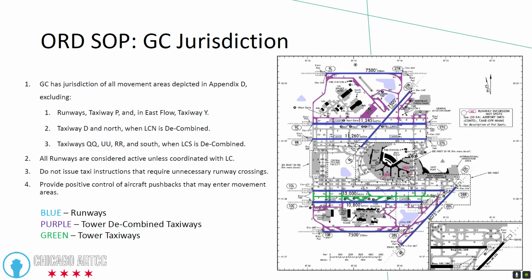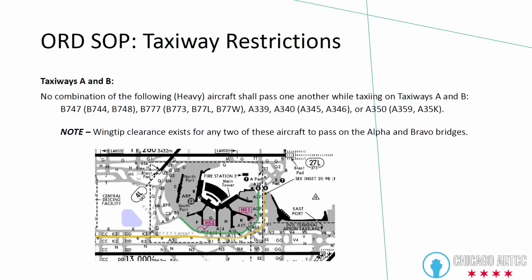All runways are considered active unless coordinated with local control. Do not issue taxi instructions that require unnecessary runway crossings. Provide positive control of aircraft pushbacks that may enter movement areas. Generally speaking, the gray here in the middle is really all that you're going to do as the ground controller, depending upon how many towers we have online and what the splits look like. Typically, I think it's easiest for the tower controller to just retain the aircraft on these purple taxiways or the green taxiway until crossing all runways. It just makes things easier for coordination, or the lack of the requirement for coordination.